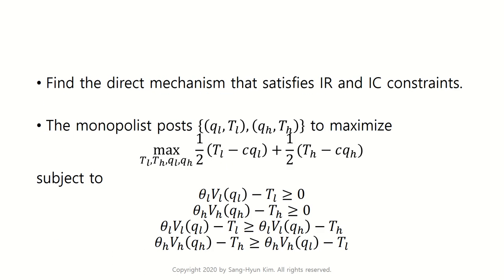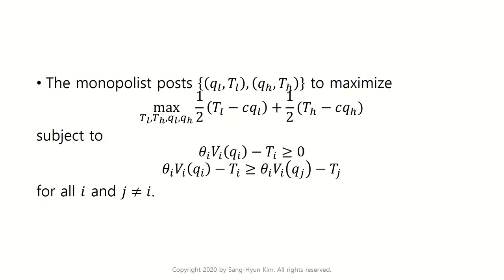Let's look at the IR constraint. Look at the first inequality constraint. It says theta times v minus t must be greater than or equal to 0. Let's suppose q_i is 0 and t_i is 0. In that case, the left-hand side will be 0, and the right-hand side is 0. So 0 is greater than or equal to 0. So it is satisfied. Not buying is allowed here.